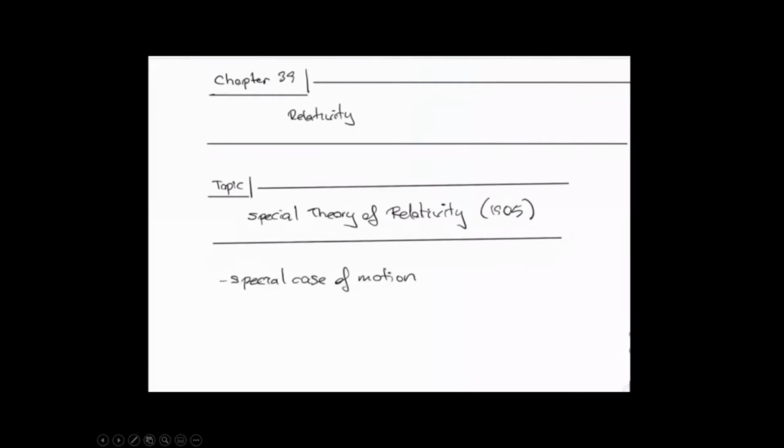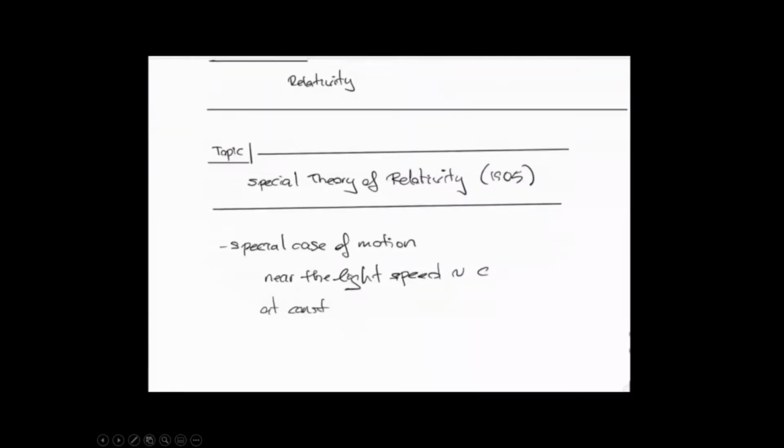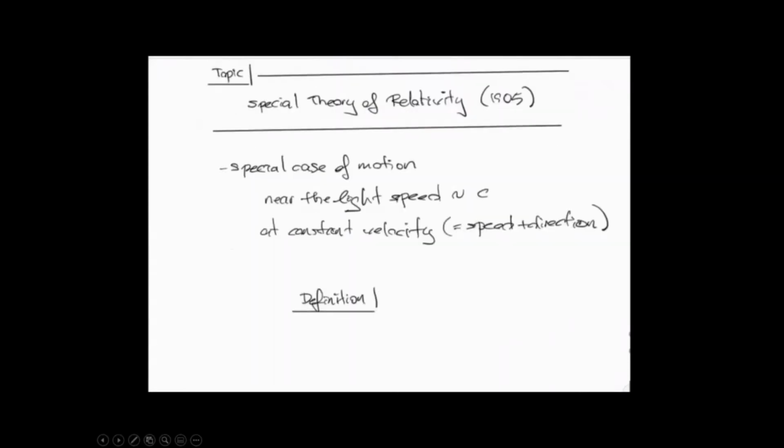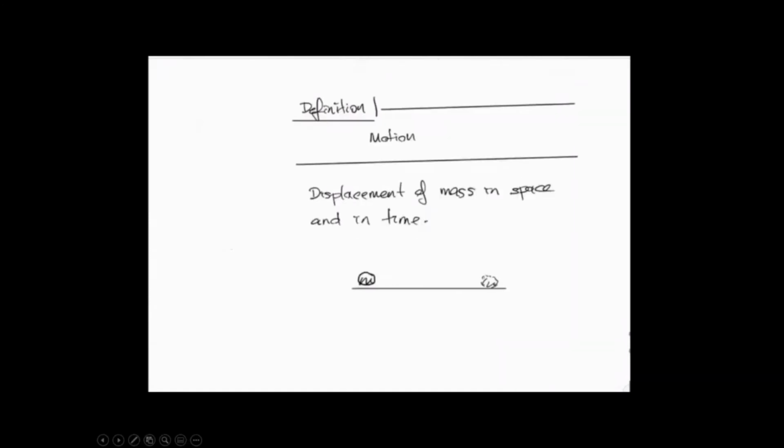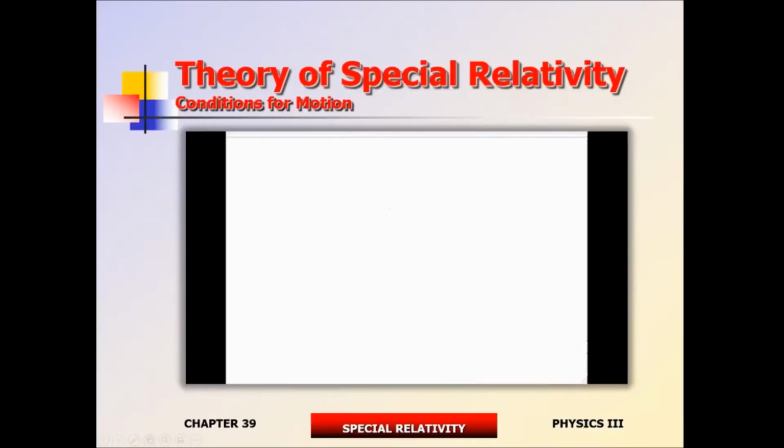All right, so the theory was published in 1905. It's a specialized case of motion near the light speed. So you're moving approximately near the light speed. So moving in a straight line at a constant speed. So the motion by definition is a space around mass in space and in time. So something is going to happen to time, something is going to happen to space, and something is going to happen to mass. That's what it means when you start to move near the light speed.